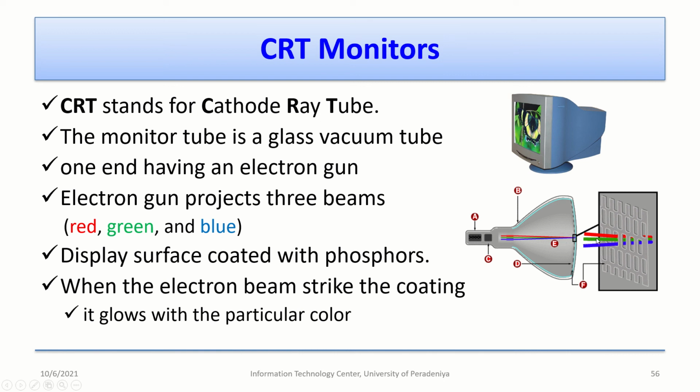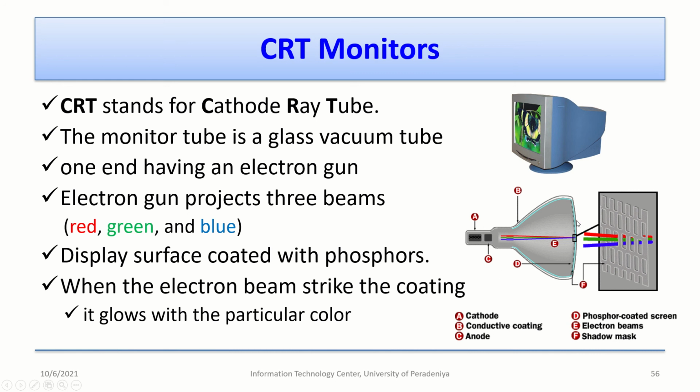This gun projects these electron beams onto this kind of surface. Then it will produce a color dot. Depending on the intensity of the red, green, and blue, it will produce a particular color. So that's about CRT monitors. Here we have the cathode, and here we have conducting coatings. B, and C is the anode.